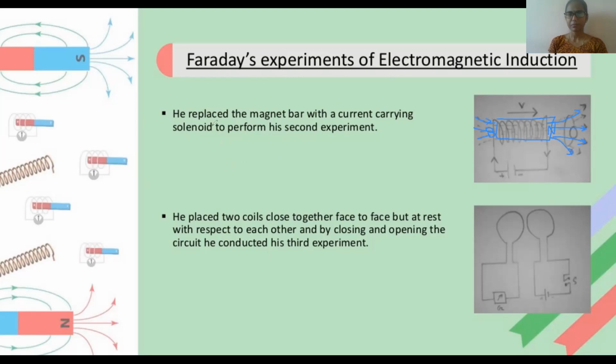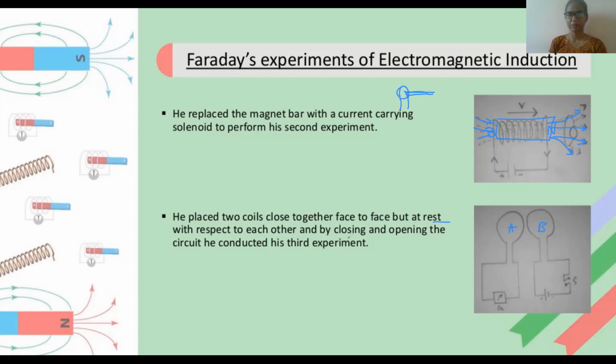First one: instead of just one coil, one circular ring passing current inside and outside, he replaced it with a solenoid like this. And he placed two coils close together, face to face, like this. They are at rest with respect to each other, so A and B are not moving; both are at rest.